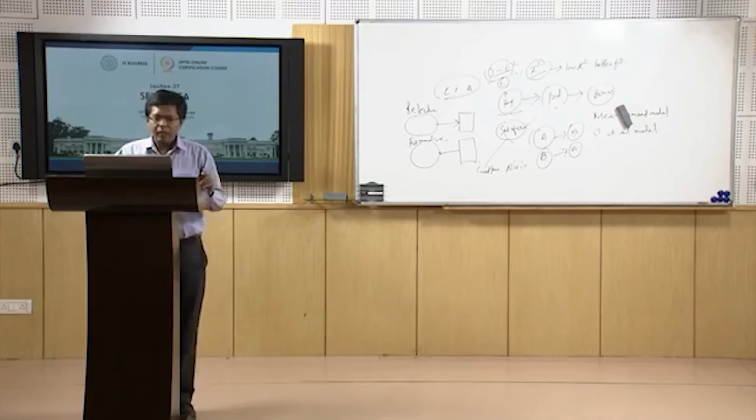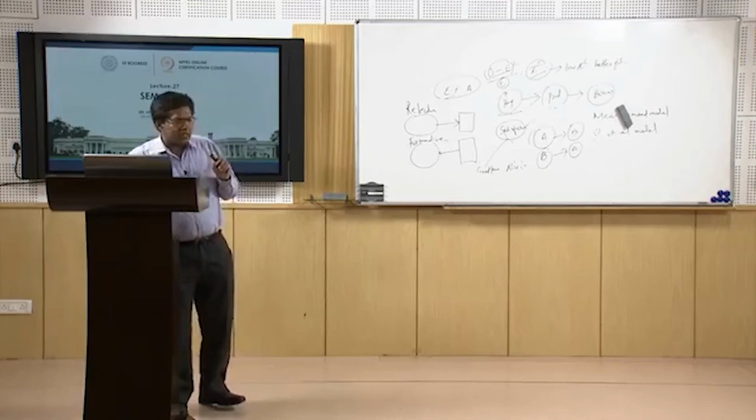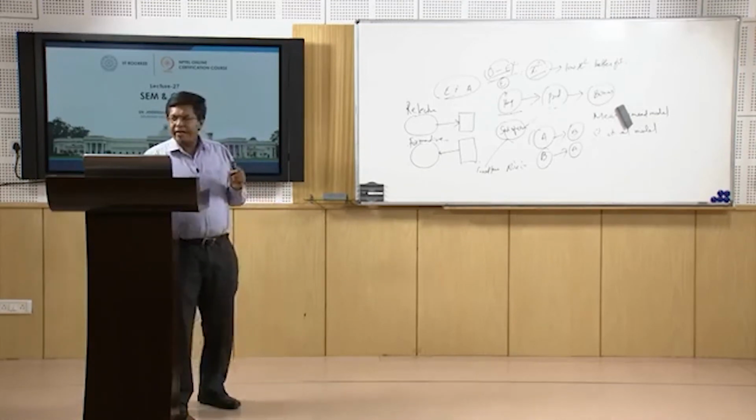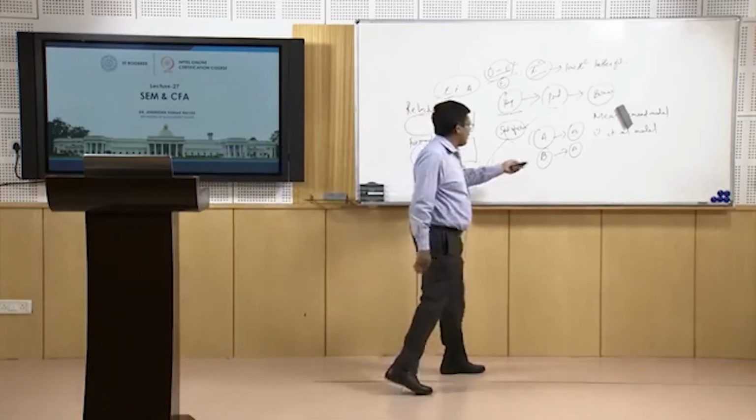Okay. So, measurement model and structural model, which I had just explained, right. Models can be represented visually with a path diagram. You can see this is a path diagram, right. The dependence relationships are represented with single headed directional arrows. So, if there is a dependence relationship, that is A is dependent on B, A affects B, in that case we have a single arrow. Now, this is a case of a single arrow, right.